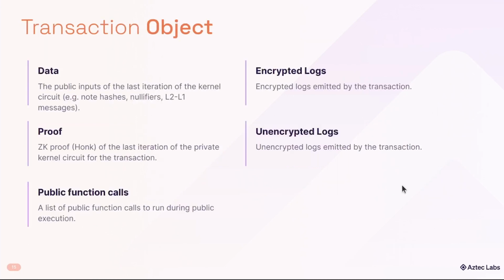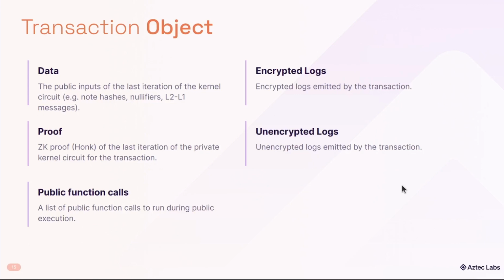So I mentioned after the PXE simulation step returns a transaction object. This includes some important data that will be sent to the network. Actually, the PXE will generate the transaction object after it generates the proof. So it goes through simulation, then proving, and returns the transaction object. This transaction object includes data, which are the public inputs of the last iteration of the kernel circuit. All of the function execution is recursively verified as the PXE generates the proof. So it only needs to provide the inputs for the last iteration.